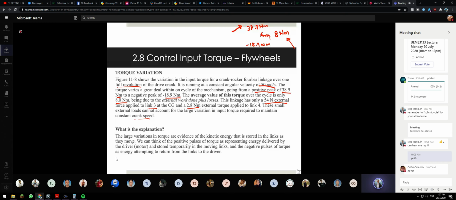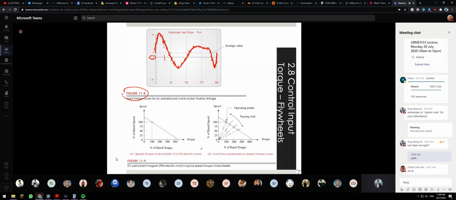The large variation in the torque is evidence of the kinetic energy that is stored in the linkage itself when the links start to move. We can think of the positive pulses of torque as a representation of energy delivered by the driver or the motor and stored temporarily in the moving links. The negative pulses of torque are energy attempting to return from the linkage to the driver. Okay, so this is what we have.